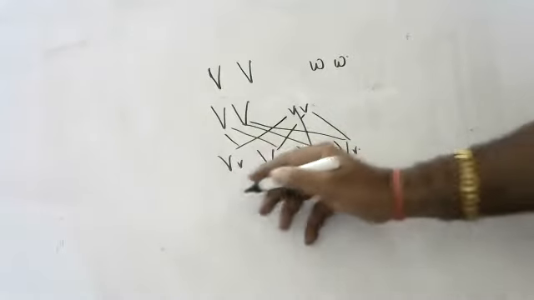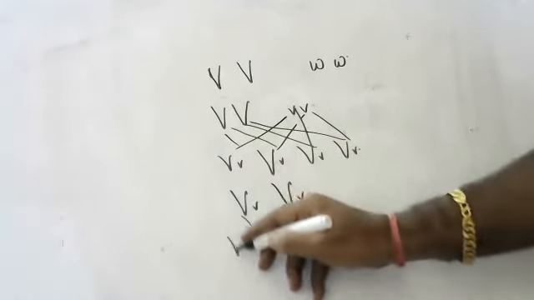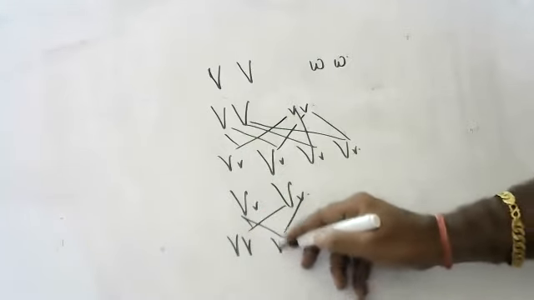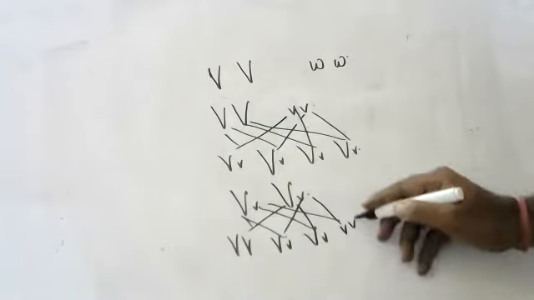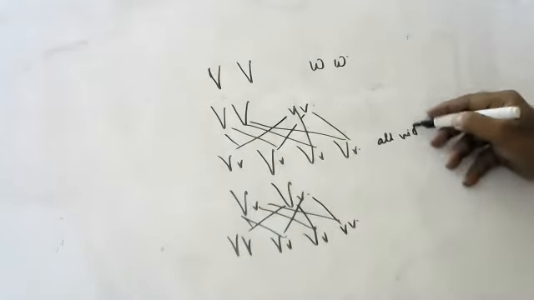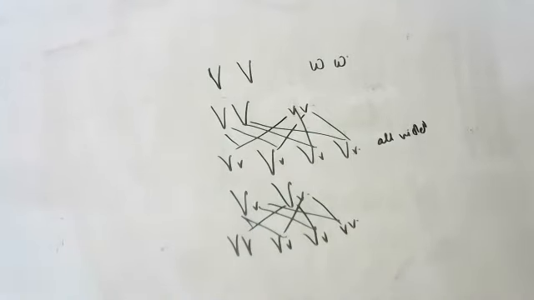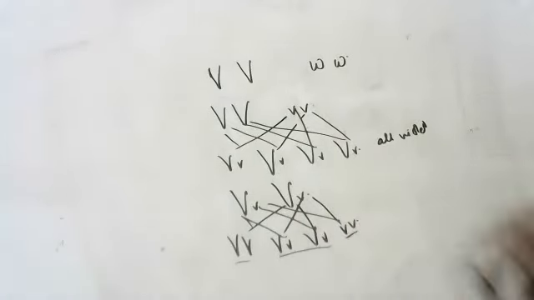Take any two plants from this. You get big V small v, big V small v, small v small v, like this. In the first generation, you get all violet flowers. That is called the law of dominance. And in the second generation, you get one homozygous violet, two heterozygous violet, and one homozygous white plant.